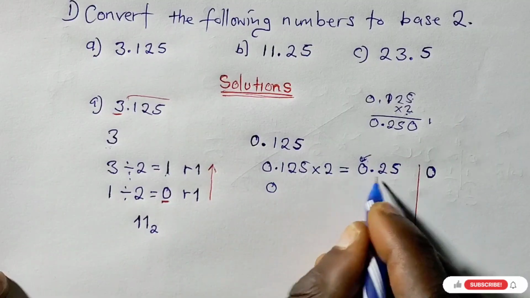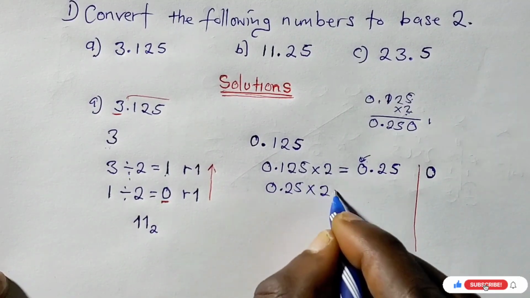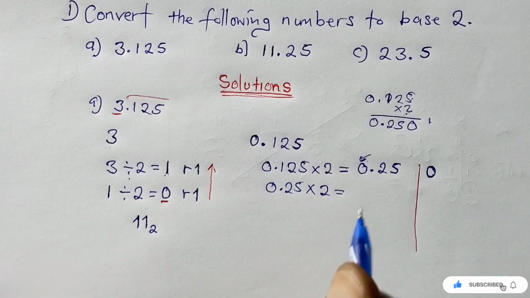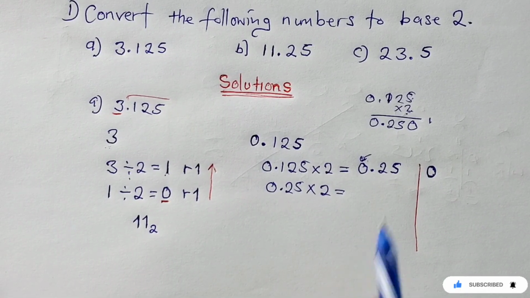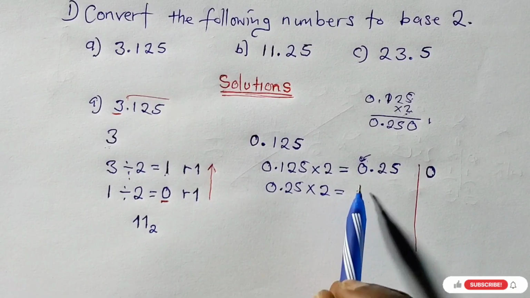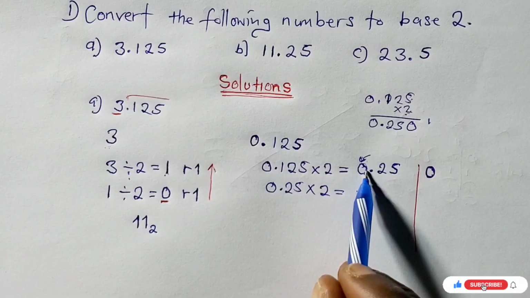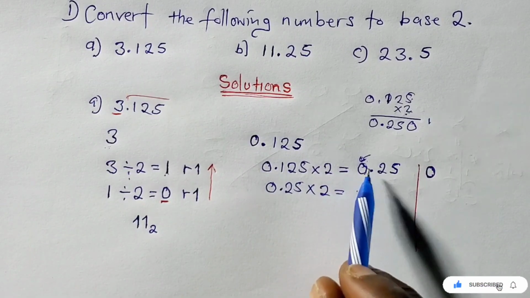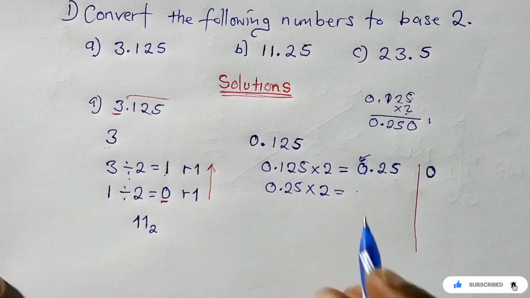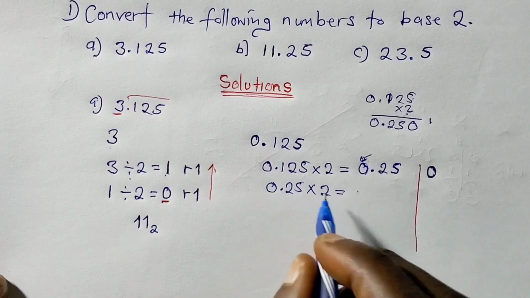You write this answer: 0.25 times 2 is equal to. Now, when are you supposed to end? You end when you find a 1. Okay? When you find the whole number as 1, that's when you stop. So here, since it's still 0, we continue multiplying. So when you multiply 2 times 5, it is 10, 0 carry 1.